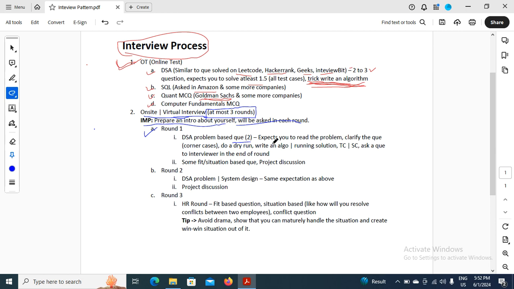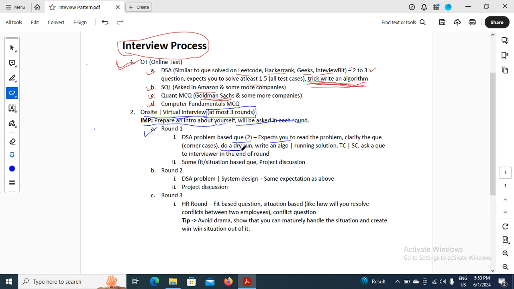And what is the expectation out of this round? This is the most important thing. First, you read the problem that has been given, then clarify the doubts if you have any questions in mind after reading it. Then cover corner cases. Let's say a question is based on some integer, you can ask whether it can go beyond the integer value, whether it can be positive or negative, or can be zero or not. Those kinds of corner cases you need to cover.